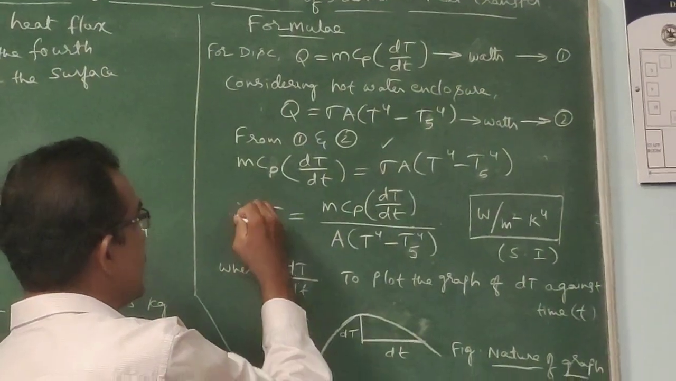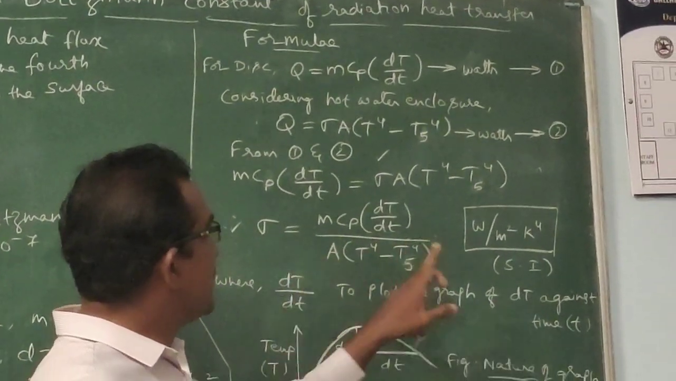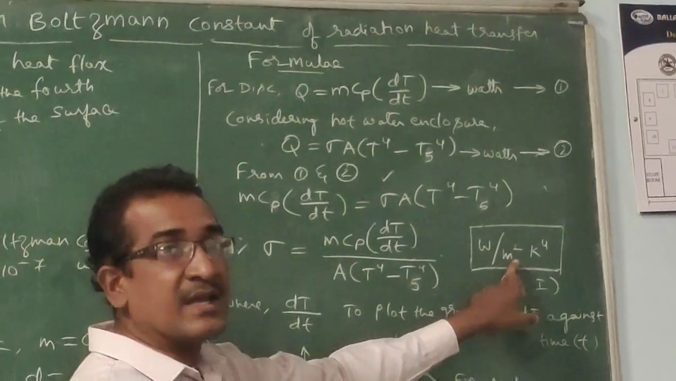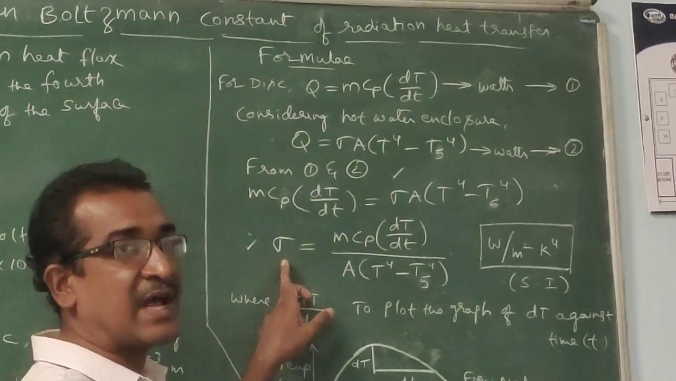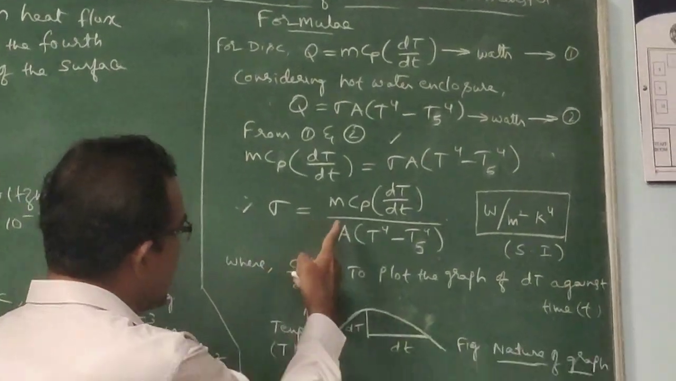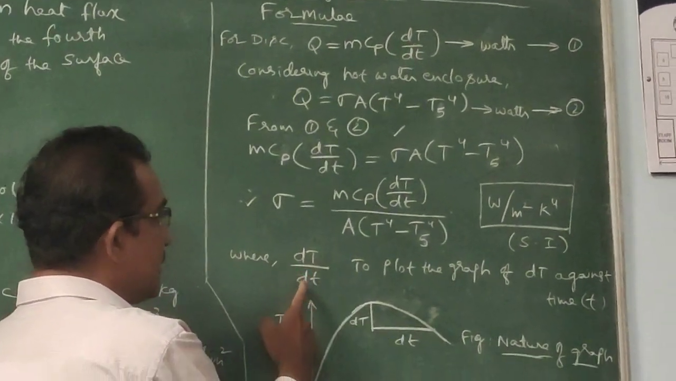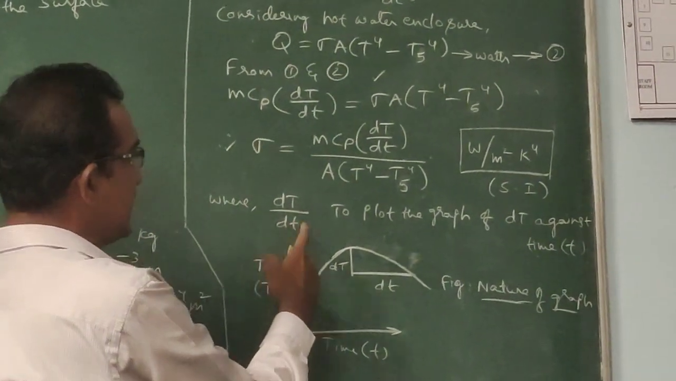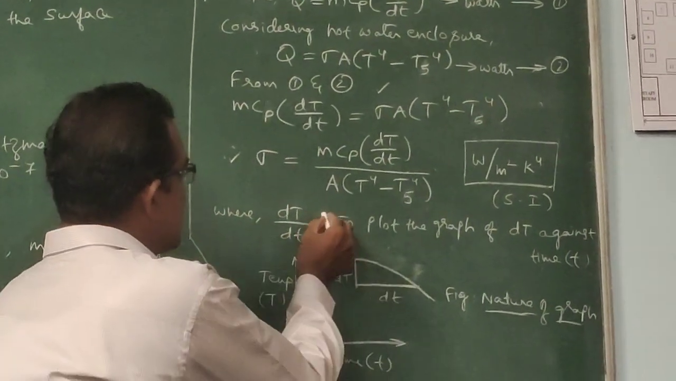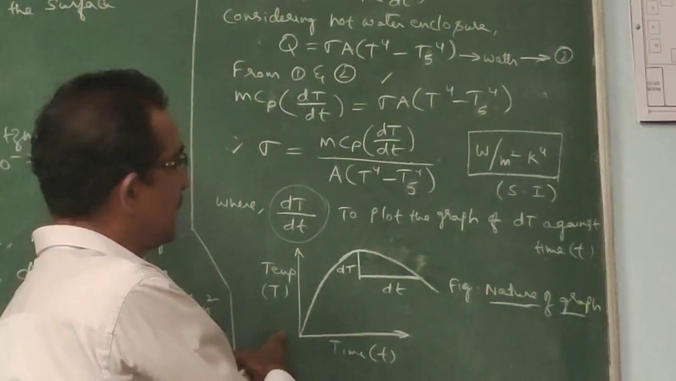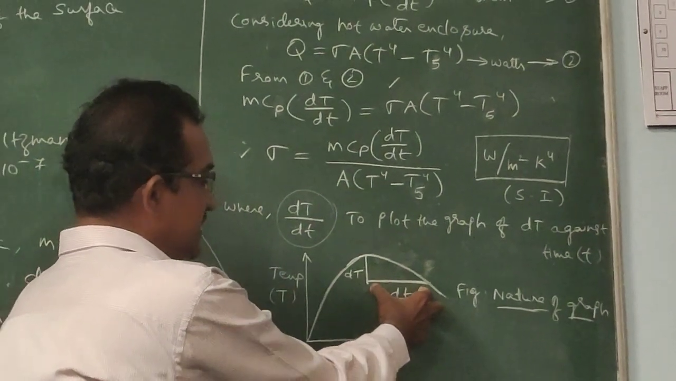We are supposed to find out the Stefan Boltzmann constant. The unit of sigma is watts per meter square Kelvin power 4, which is the SI unit for the Stefan Boltzmann constant. From the above equation, what is dT by dt? T, capital, is in the numerator and dt, small letter t, in the denominator. This term should be obtained from the graph, where dT is the temperature difference and dt is the time taken.